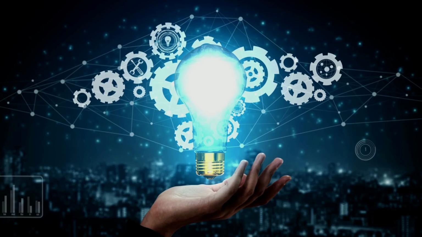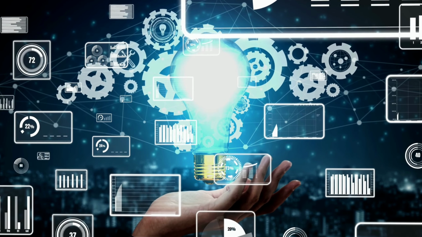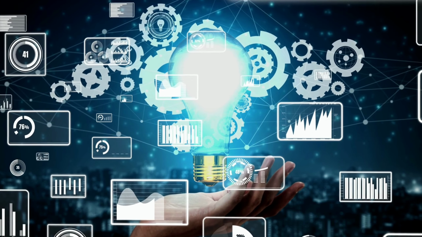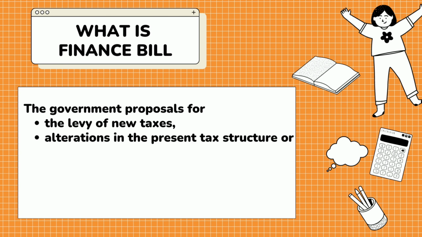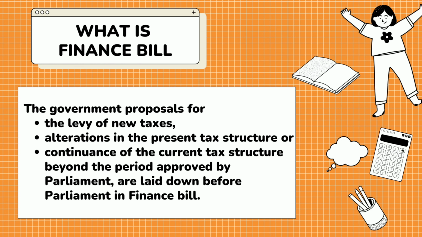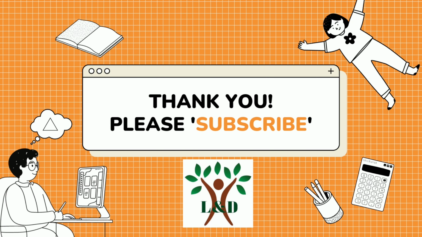Last but not the least is the Finance Bill, which you must have seen our Honorable Finance Minister Nirmala Sitharaman ji proposed to present in front of Parliament towards the end of her budget speech. In the Finance Bill, the government's proposals for the levy of new taxes, alteration in the present tax structure, or continuation of the current tax structure beyond the period approved by Parliament are laid down. The Parliament approves the Finance Bill for a period of 1 year at a time, which becomes the Finance Act.